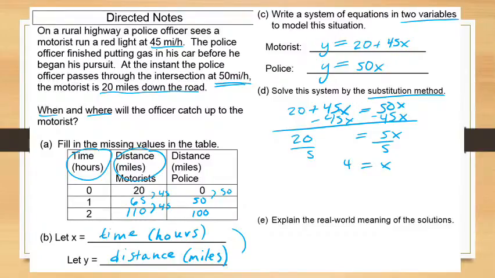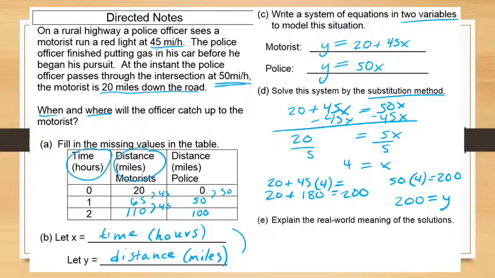So that's a start to solving the system, but again, I have to actually find the other coordinate that goes with it. So now I'm going to go ahead and plug in the 4 into both equations and make sure I get the same y value. So 20 plus 45 times 4 would equal 20 plus 180, which would give me 200. And then the other equation, I have 50 times x, so 50 times 4, which would also give me 200. So 200 is going to be my y value. And again, I'm going to ultimately express my answer as a coordinate pair. So in this case, my solution is going to be (4, 200).